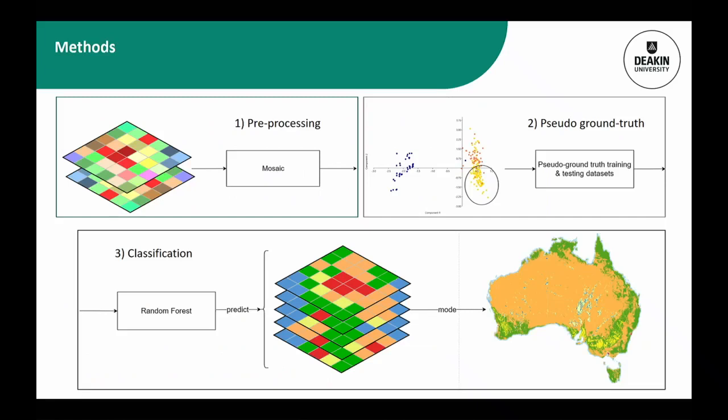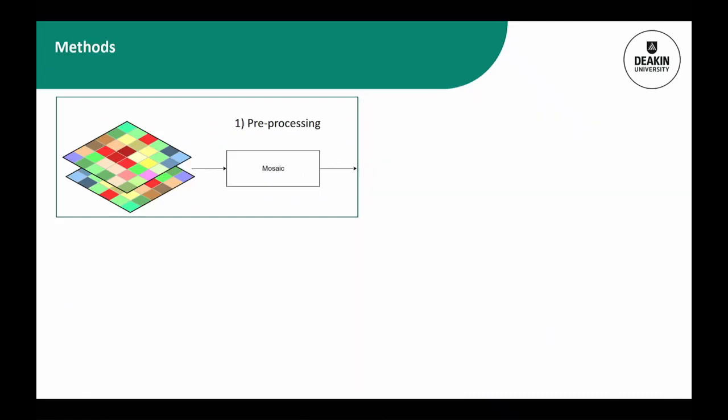We follow a three-step process for constructing these maps. The first step is the pre-processing of all the raw imagery. We calculated the spectral signature and the ancillary variables for every pixel in Australia at 30-meter resolution, and we calculated the median-based imagery that was used for the classification.